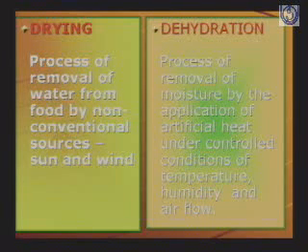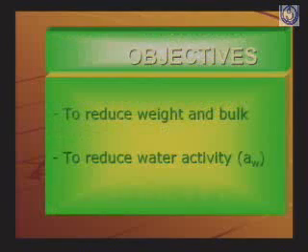For example, drying is a process in which moisture or water is removed by non-conventional sources like wind and sun, while dehydration is a process where artificial heat is provided to the product to remove the moisture under controlled conditions like temperature, relative humidity and air flow. So this is the difference between drying and dehydration. You can see the purposes are simple.